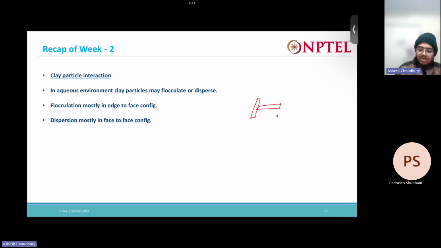And what is dispersion? Dispersion means they will go away from each other like this. They will move away from each other. So in an aqueous environment, clay particles may either flocculate or show dispersion. Flocculation generally occurs in edge to face configuration, and dispersion in face to face configuration.